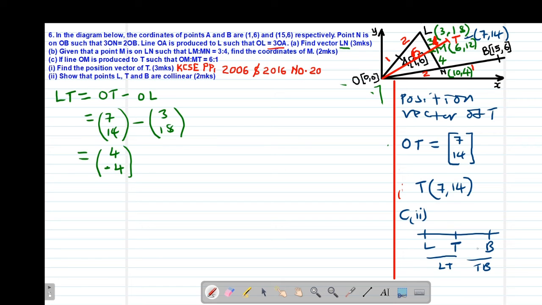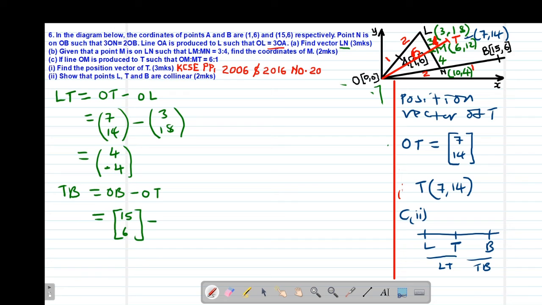Then you also need to find TB. So for the vector TB, we are going to take the coordinate of B minus those of T. So this will give us the coordinate of B, then you subtract the coordinate of T. Point B, I believe, was 15, 6. So this is 15, 6.